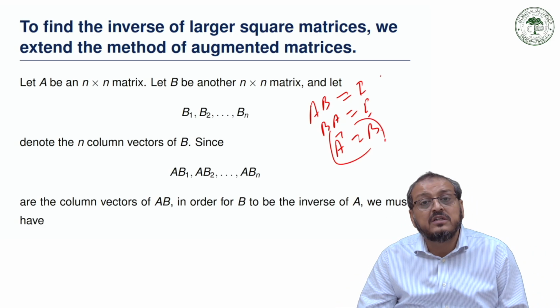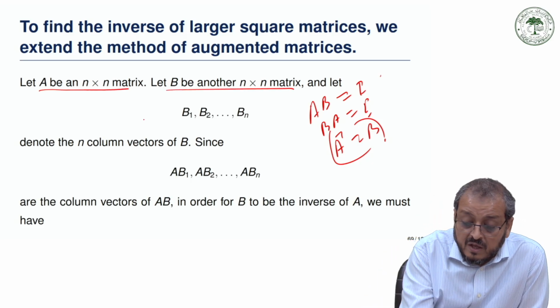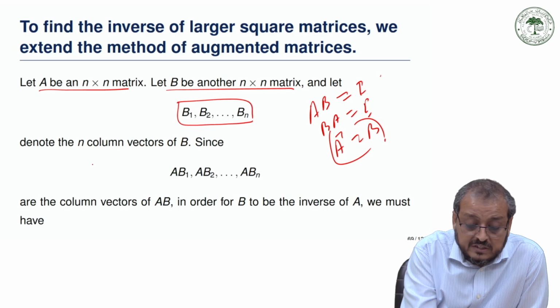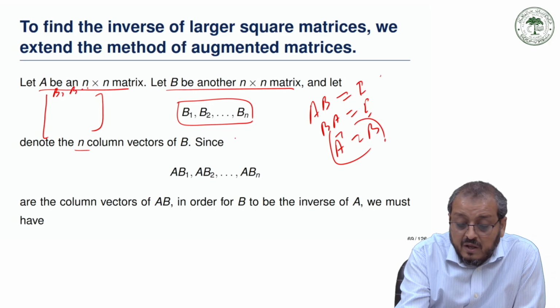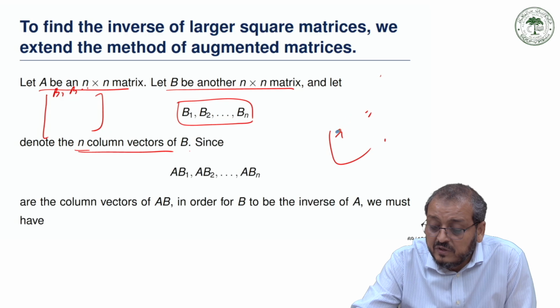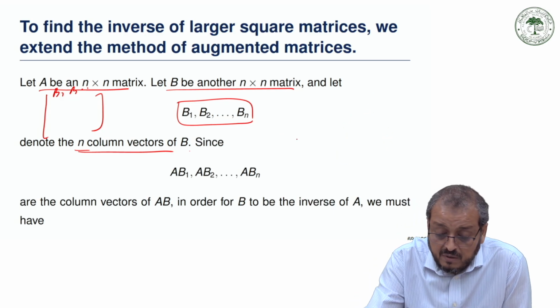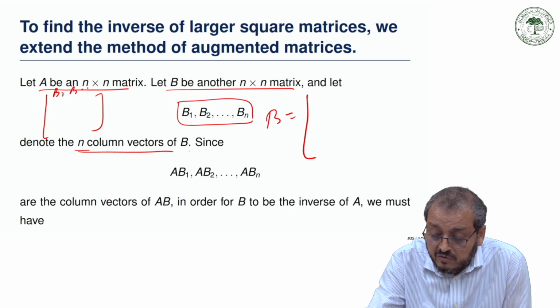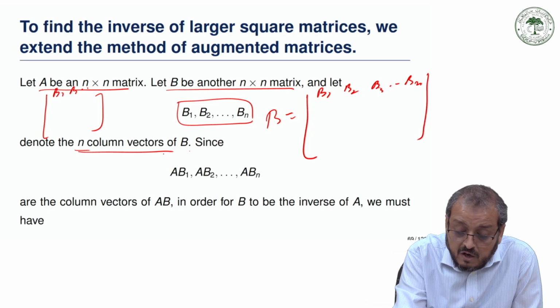So let A be any n by n matrix, and B be another n by n matrix. Let B1, B2, up to Bn be the n columns of the matrix B. So we can write B in the form B1, B2, B3, up to Bn. These are the columns of B.